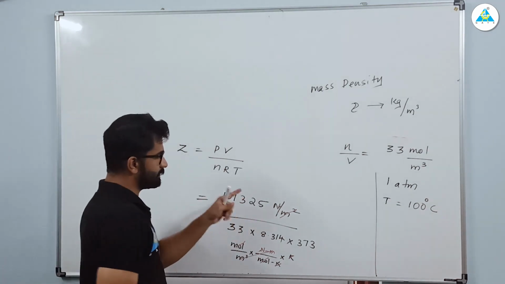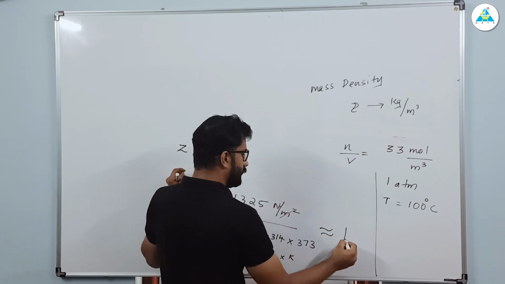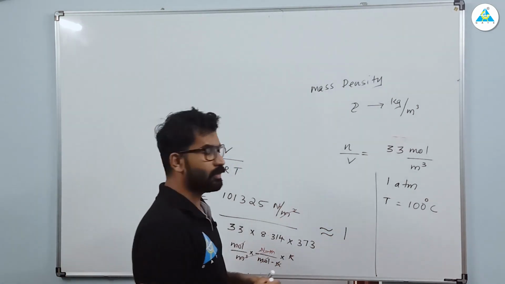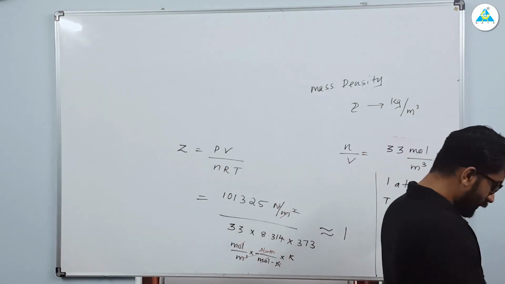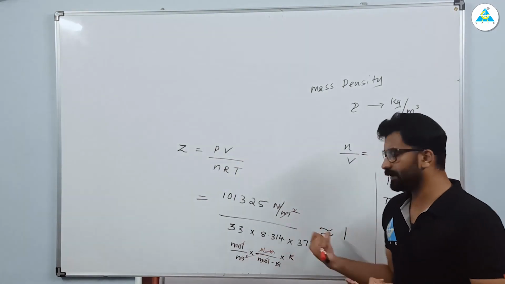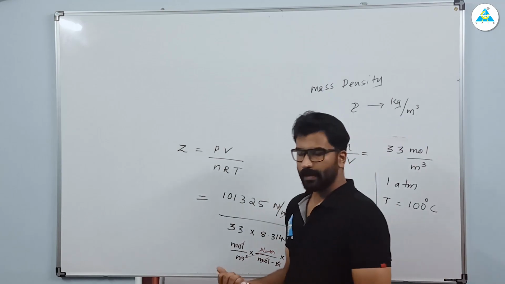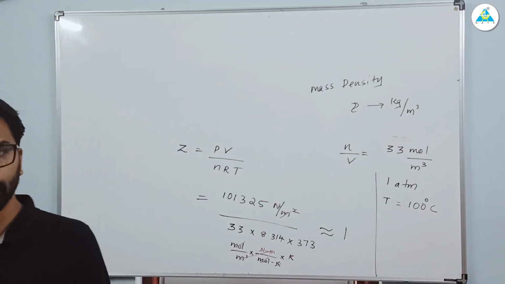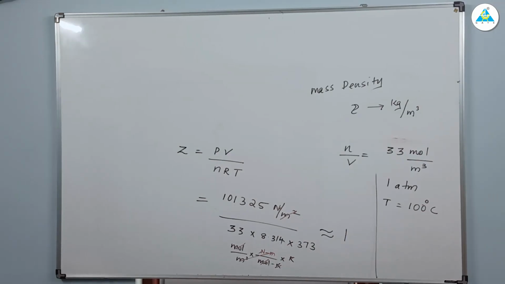So if you do this, you will get approximately 1. Clear? You will be getting the answer approximately equal to 1. So the options are 0.75, 1, 1.25 and 1.5. You will get the answer 1. Clear? I hope everybody is getting. So I hope that question is also done.